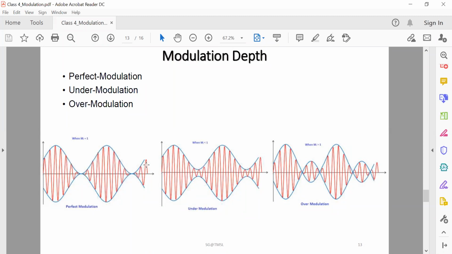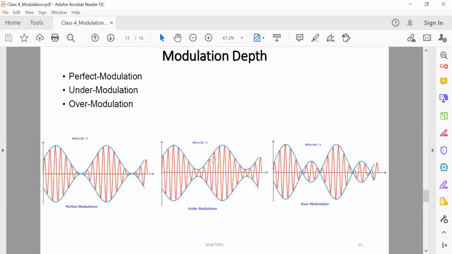In this way it is modulated. But when MI, that is the modulation index, is less than 1, what happens? That is called the under modulation. Here the modulation index is also known as the modulation depth. In this perfect modulation, it is a depth of 100%. So the carrier level falls to 0 level. So perfect modulation causes no distortion. Okay, it reaches the 0 level.